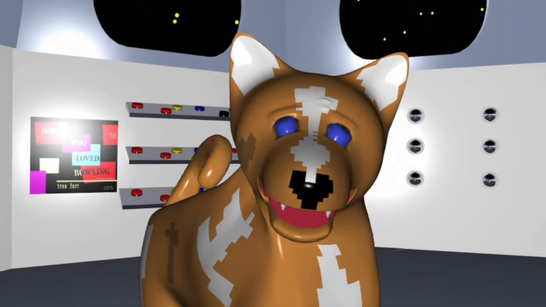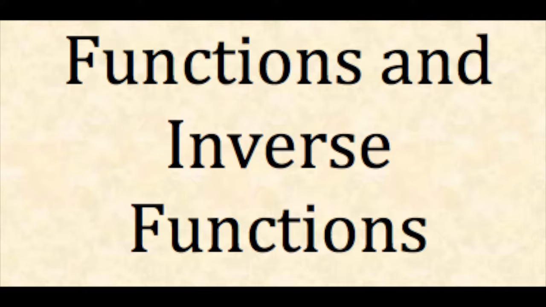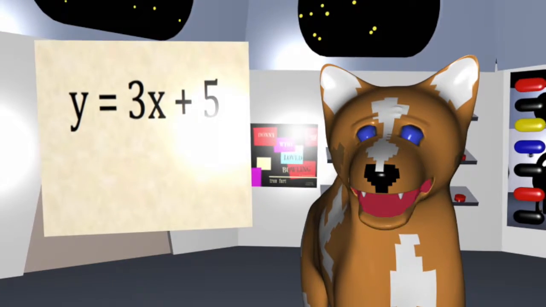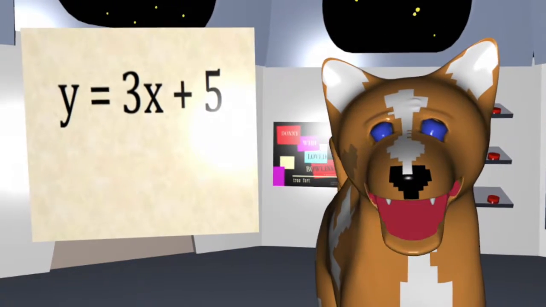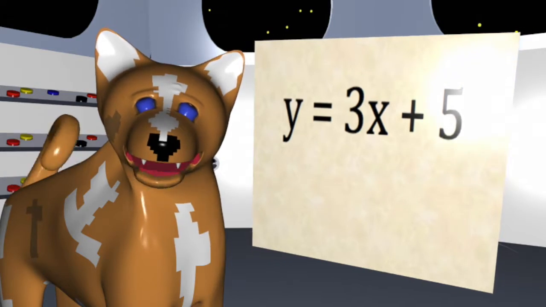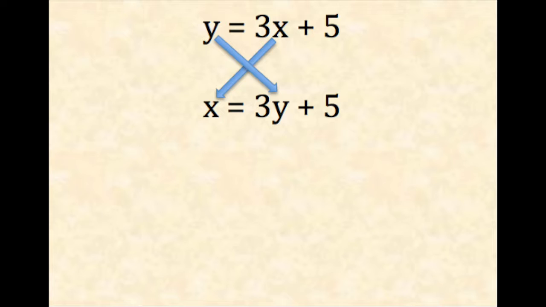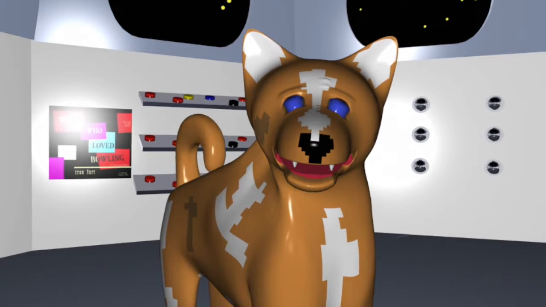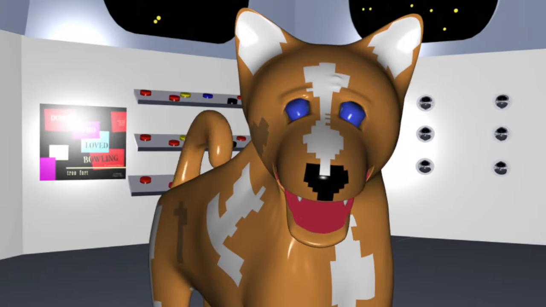Today, we're going to be talking about functions and inverse functions. Suppose we are given a function like this, and we need to find the inverse of it. It's so easy, it's just silly. All we need to do is switch the x and y and then solve for y. Easy, right? Now try this one on your own.